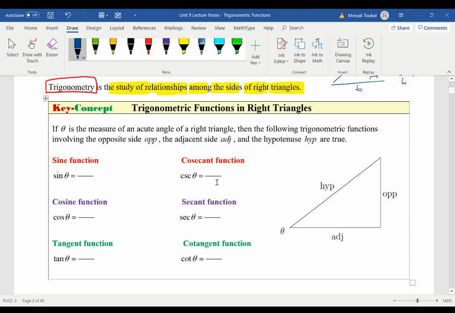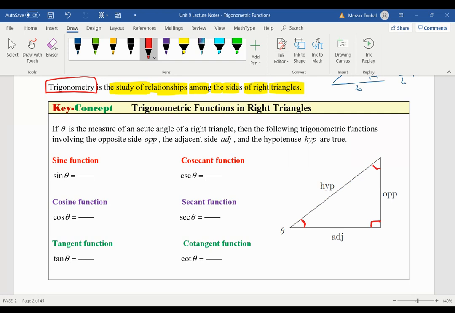In trigonometry, there are 6 trig functions. So what are they? Let's take a look at this right triangle with an acute angle theta. There's another acute angle also. This is an acute angle, this is an acute angle, but we're going to focus on the acute angle theta. Acute angle means it's an angle whose measure is in between 0 and 90 degrees. So if this is true, then the following functions are true.